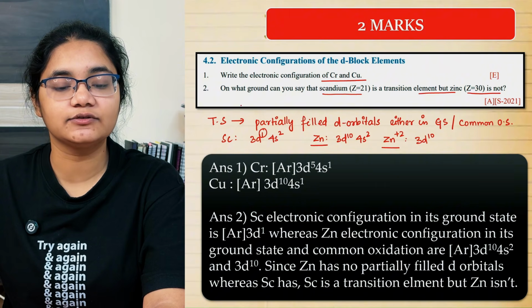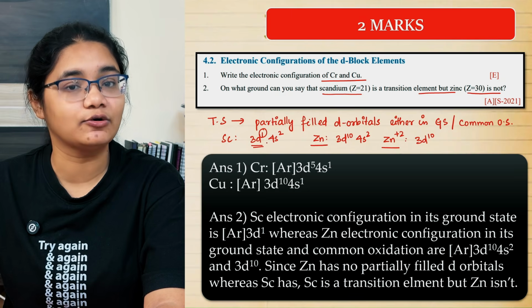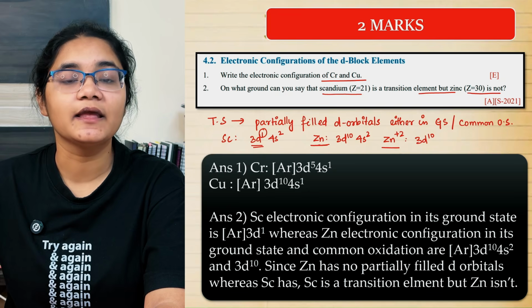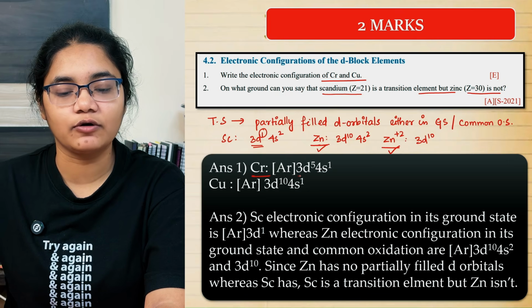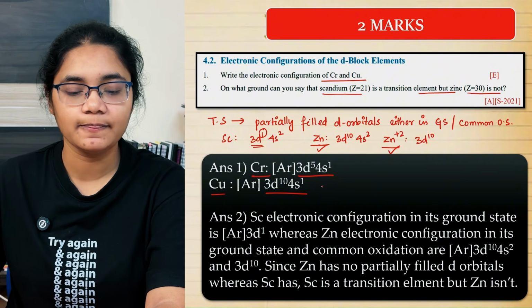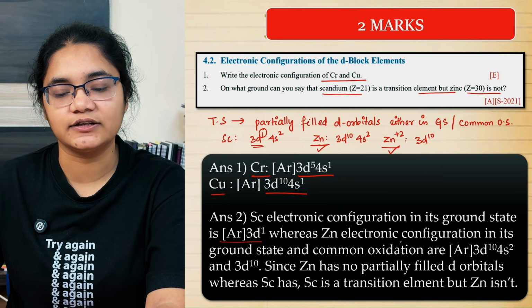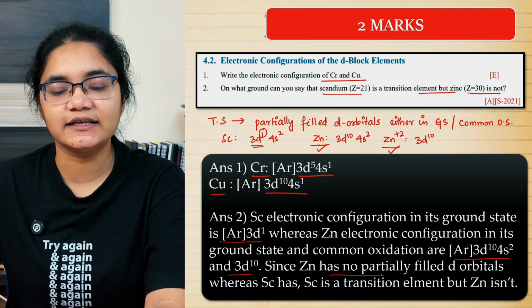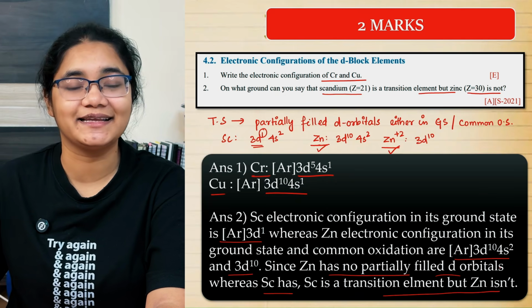So that is why, on this ground you can say scandium is a transition element because it has an unpaired electron in its ground state, whereas zinc is not a transition element because it doesn't have a partially filled d orbital either in the ground state or in the common oxidation state. So chromium's electronic configuration is 3d5 4s1, and copper is 3d10 4s1. Scandium's configuration in its ground state is Ar 3d1, whereas zinc's configuration in the ground state and in the common state are 3d10 4s2 and 3d10. Since zinc has no partially filled d orbital, scandium is a transition element but zinc isn't.